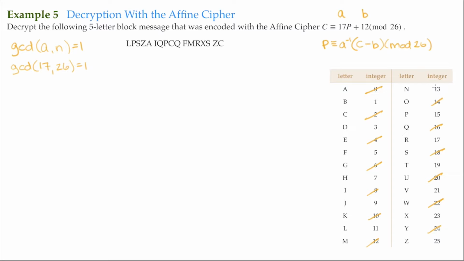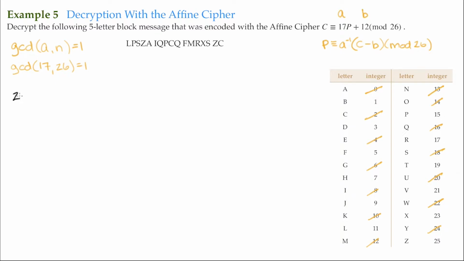Also 13. The greatest common divisor between 13 and 26 is 13, so this will not have an inverse. So the only inverses we have are these values here. So we're going to determine what it is for 17. As you recall, we use the division algorithm to help us determine that.